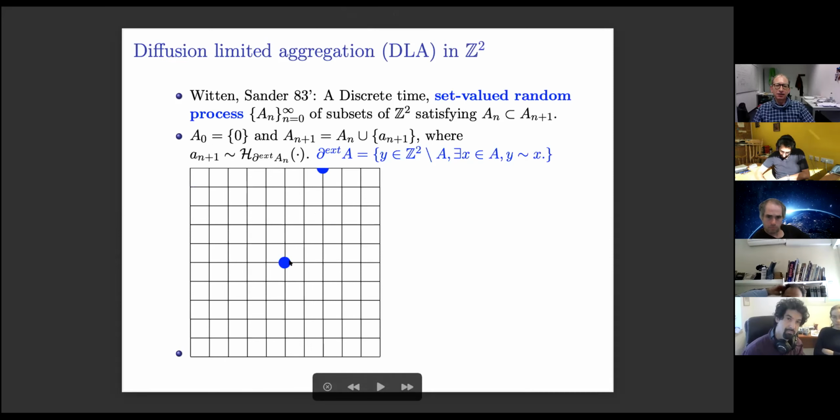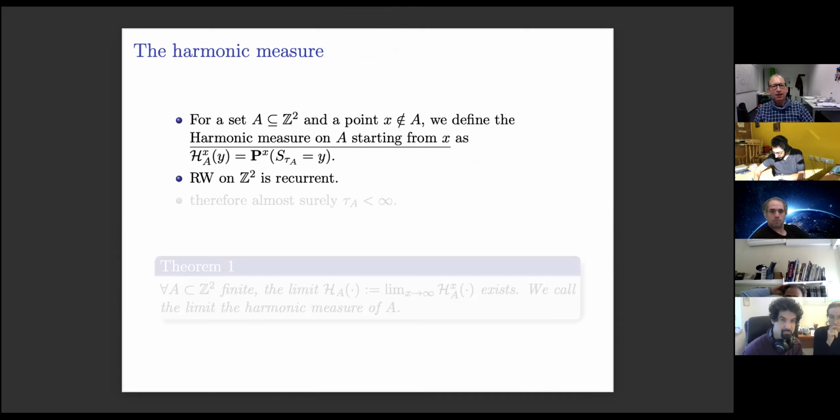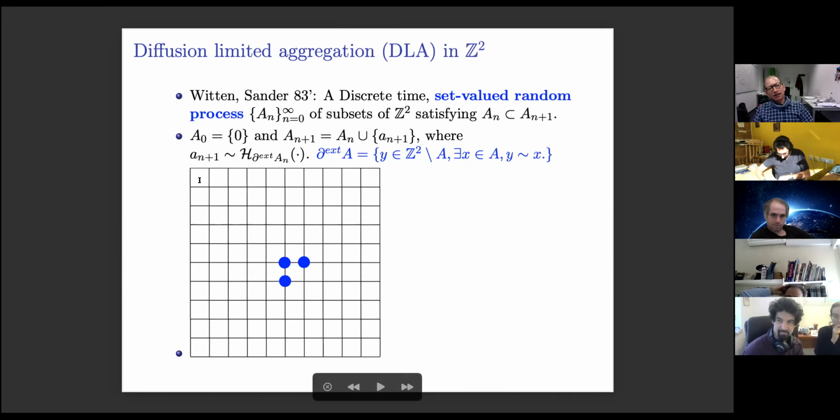We start at time 0 with one point. Then for time 1, we take a point that performs a random walk from infinity until it attaches to the initial point, and then another point comes from infinity, does a random walk until it attaches to the existing aggregate, and so on. This beautiful animation was produced by Evyatar. And then we wait. After a long time, this grows, and this is the famous DLA, the infamous DLA. And what does it mean?